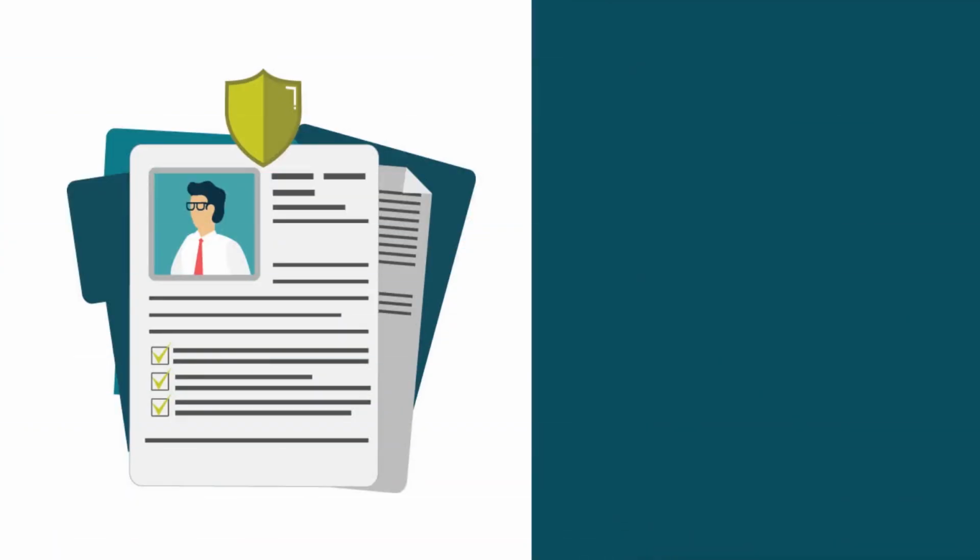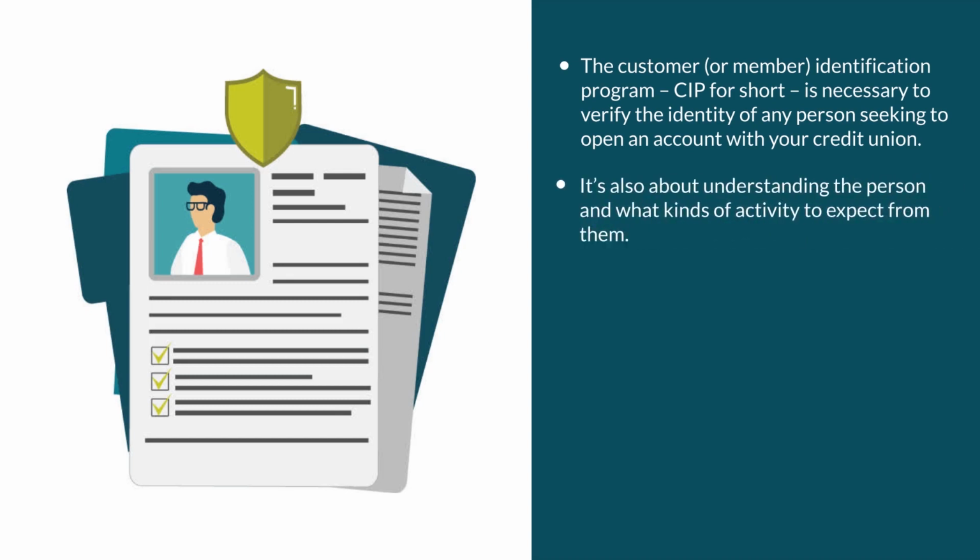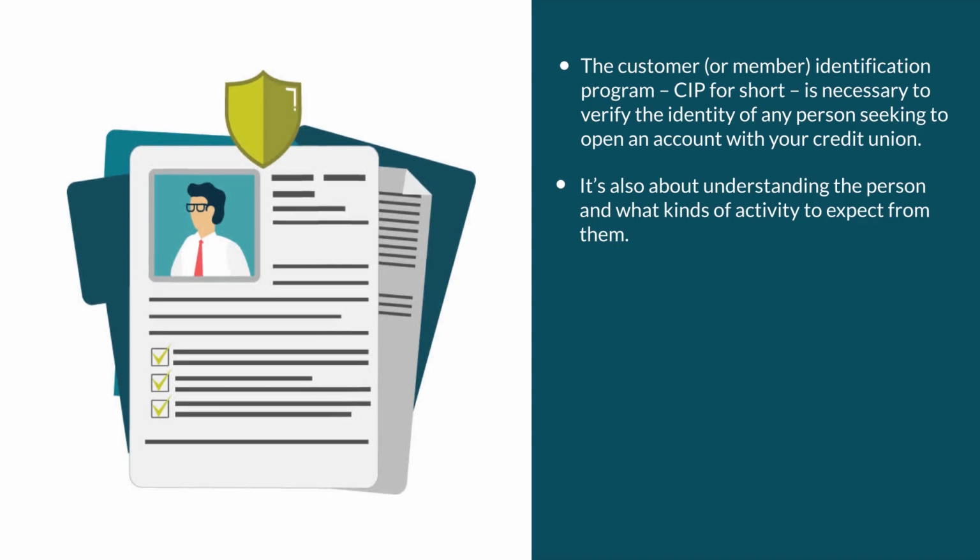The customer, or member identification program, CIP for short, is necessary to verify the identity of any person seeking to open an account with your credit union. This means not only acquiring different pieces of identification, such as the person's name, date of birth, address, and identification number of some sort. It's also about understanding the person and what kinds of activity to expect from them.